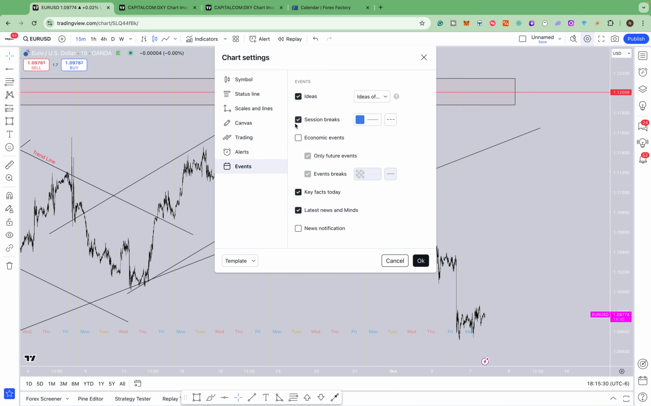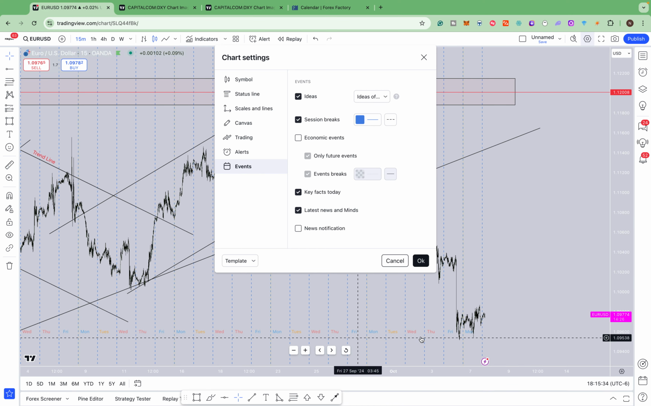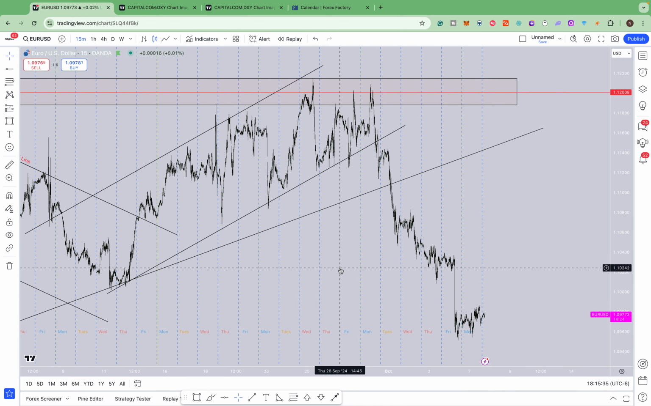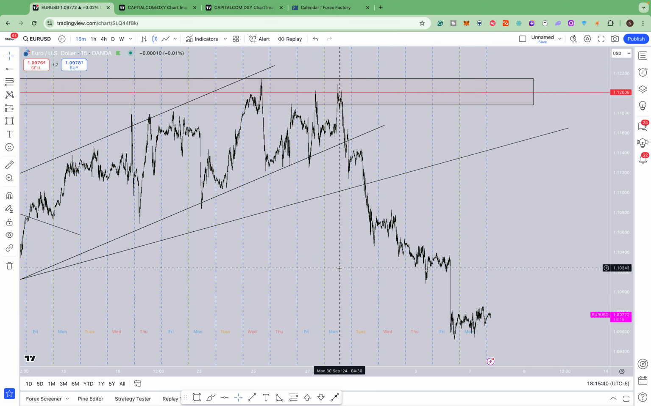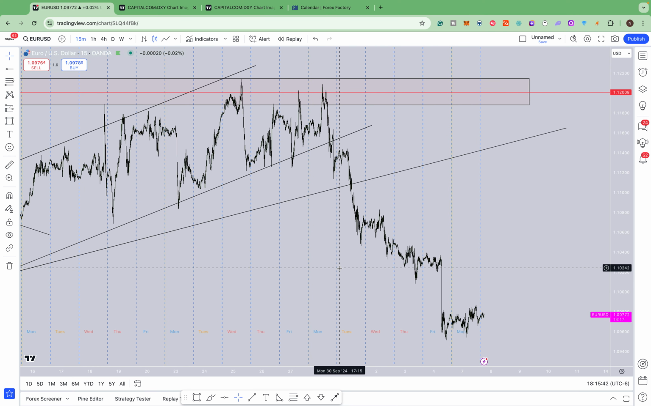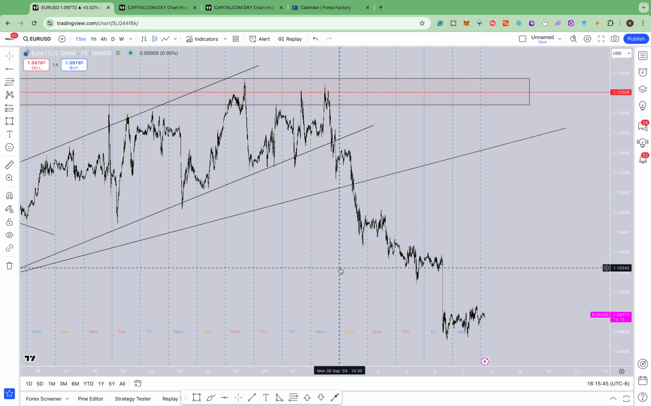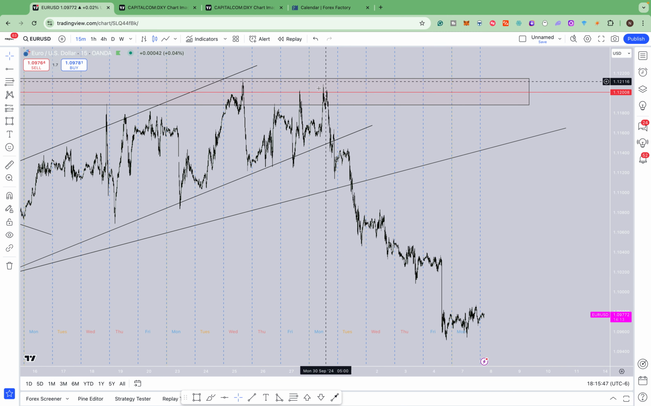This is the only thing that I use, session breaks and these days of the week markers. So this allows me to see each and every day. Why is this important? This is important so that you can see where one day begins and where the next day ends. Also, you can see the highs and the lows of each and every day.